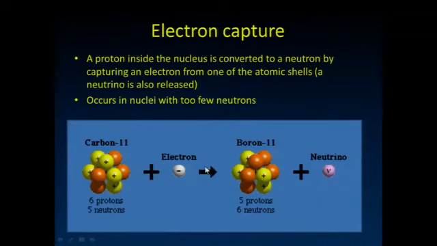In electron capture, a proton inside that nucleus is going to get converted to a neutron, but instead of giving off positive charge like we saw in beta plus decay, instead it's going to do that by capturing one of the inner shell electrons and bringing it into the nucleus. So electron capture, it's going to bring an electron into the nucleus and convert that proton into a neutron. So again, this is something that occurs in nuclei with too many protons, or if you will, too few neutrons.